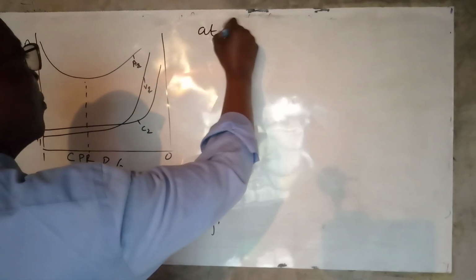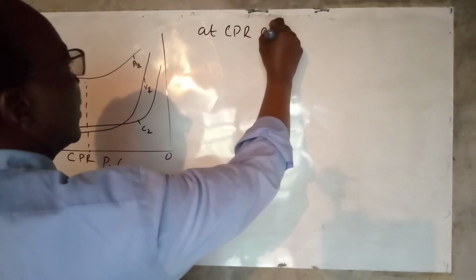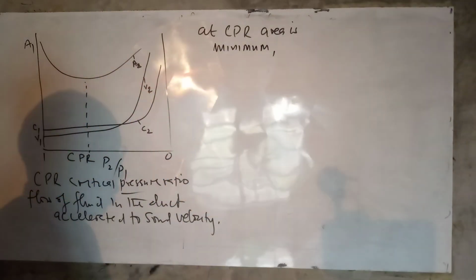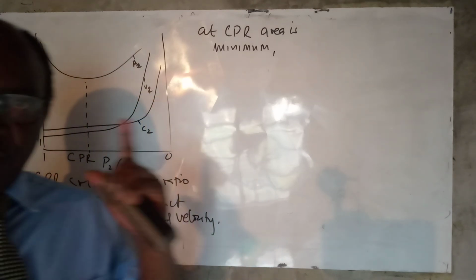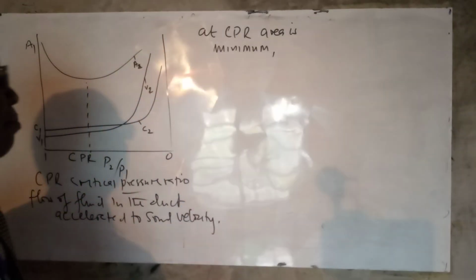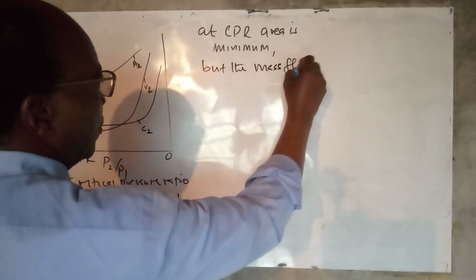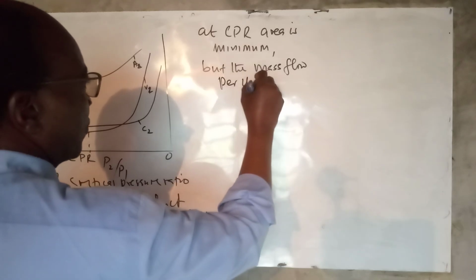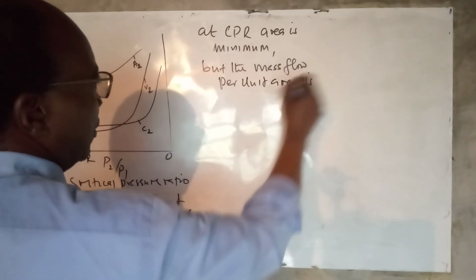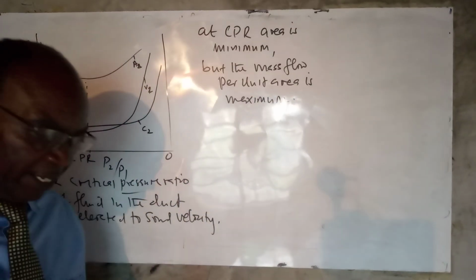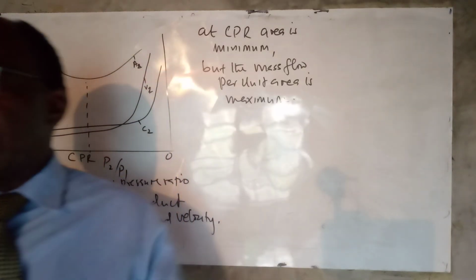And it's very important to note that at the critical pressure ratio, the area is a minimum. But the mass flow per unit area is maximum.